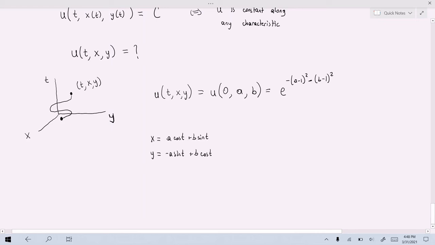So if we multiply this first equation by cosine t, we'll get x cosine t is a cosine squared t plus b cosine sine. Likewise down here, I'm going to multiply this equation by sine, so that y sine t will be minus a sine squared t plus b cosine sine.